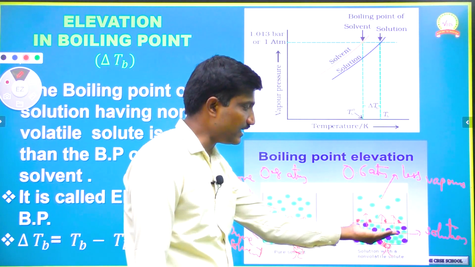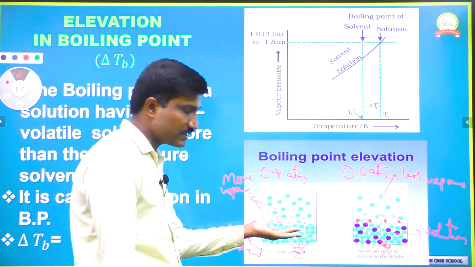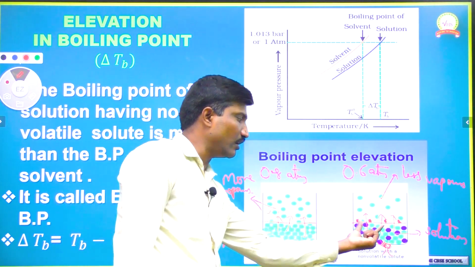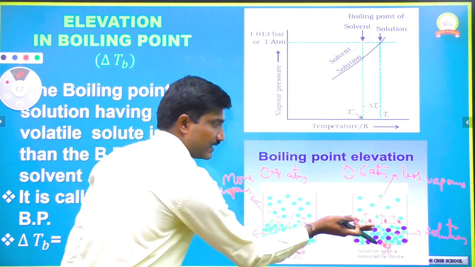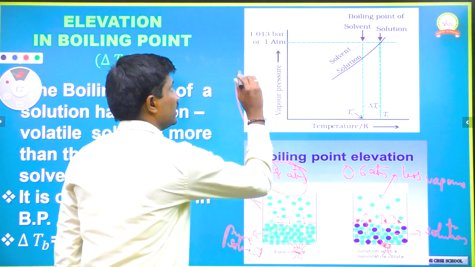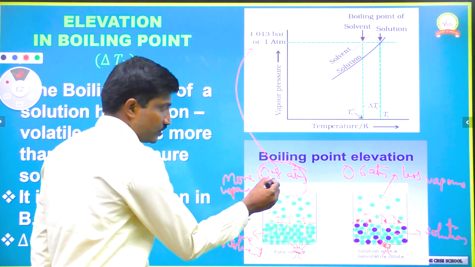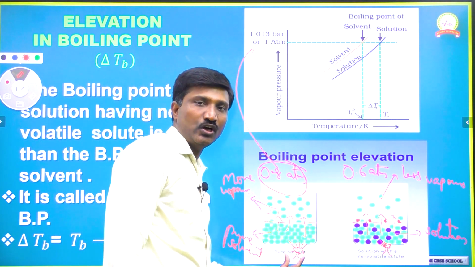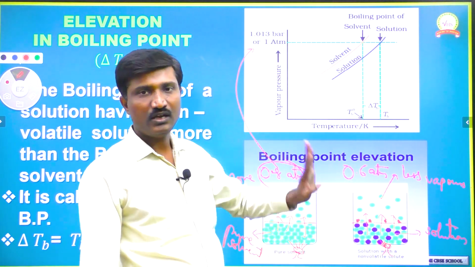That means the same number of solvent molecules enter into vapor here, and here also the same number of solvent molecules enter into the vapor state, but that number is more here compared to here. So automatically this one shows much more pressure than this, so this one readily reaches atmospheric pressure. This 0.1 atmosphere readily reaches 1 atmosphere at low temperature only, meaning if you heat to a somewhat lower temperature, it automatically reaches atmospheric pressure.